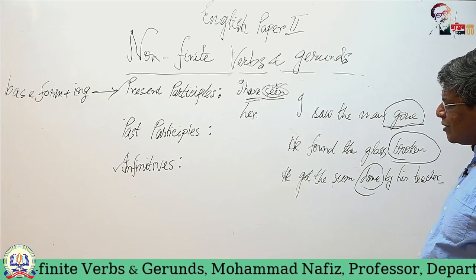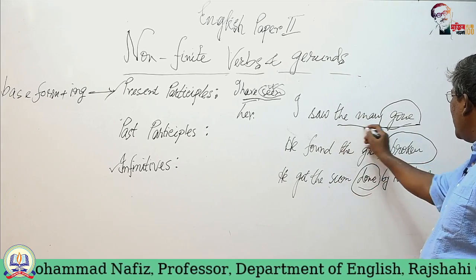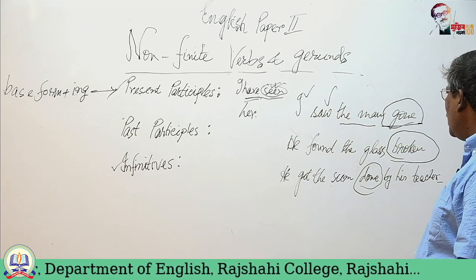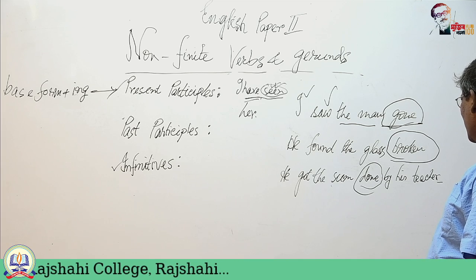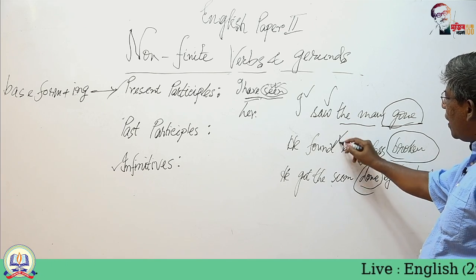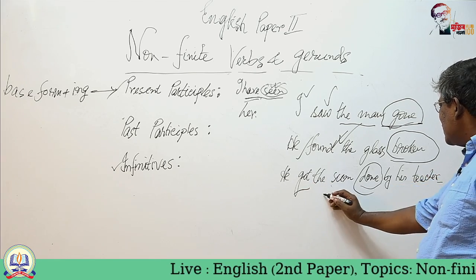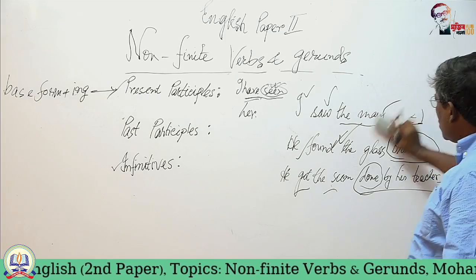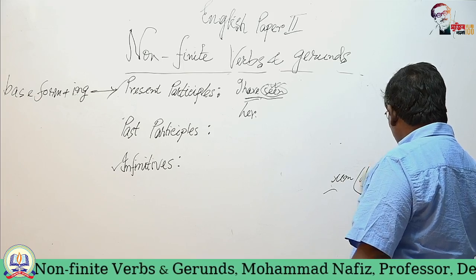So, what are the senses and meanings of these non-finite verbs? I saw the man gone, that is, the man had gone before my seeing him. Gone happened before my seeing him. Similarly, he found the glass broken. The glass was broken before it was found by him. He got the sum done by his teacher. The sum was done by his teacher before his getting it. So, non-finite verbs can be used in a different way as well.